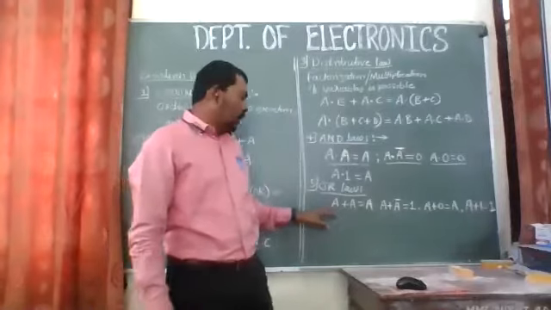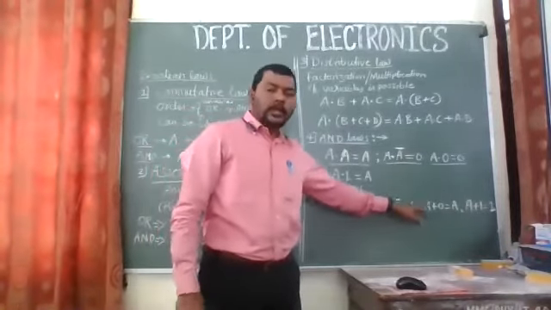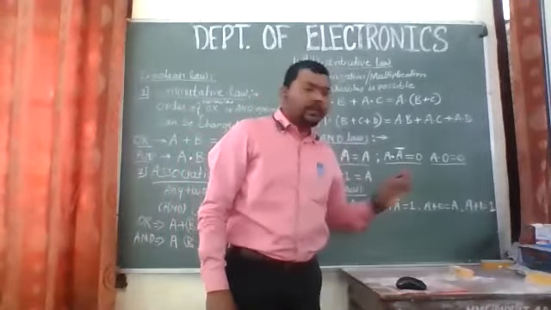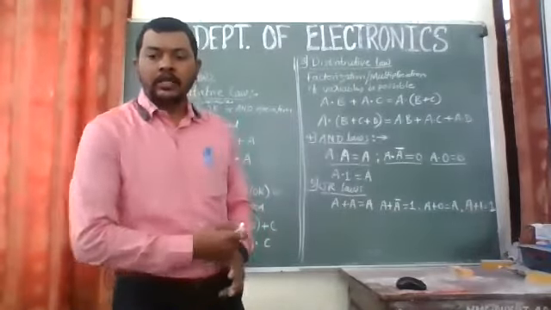So these are the four laws. Again, I am telling you: A plus A is A, A plus A bar is 1, A plus 0 is A, and A plus 1 is 1. Right? So these are the four OR laws.